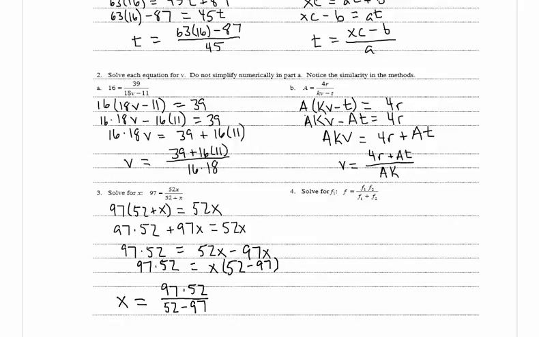In 4, we have solve for f1, and we have f is equal to f1 times f2 divided by (f1 plus f2). And the first thing we're going to do is multiply both sides by (f1 plus f2). So I have f times (f1 plus f2) is equal to f1 f2. And now I'm going to multiply my f through the parentheses, and I get f times f1 plus f times f2 is equal to f1 f2.